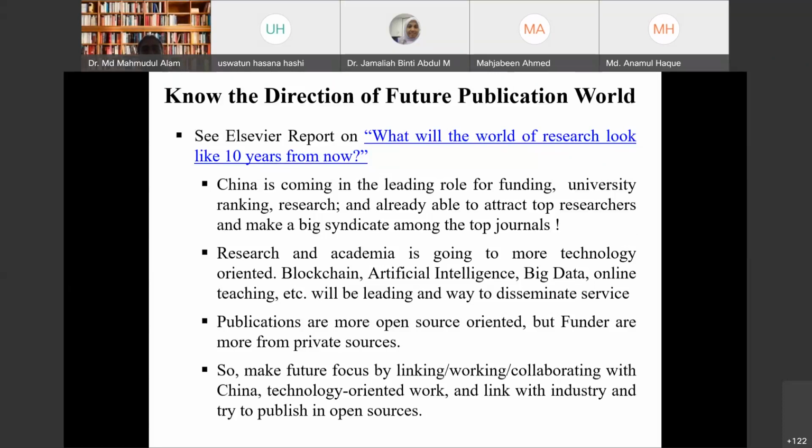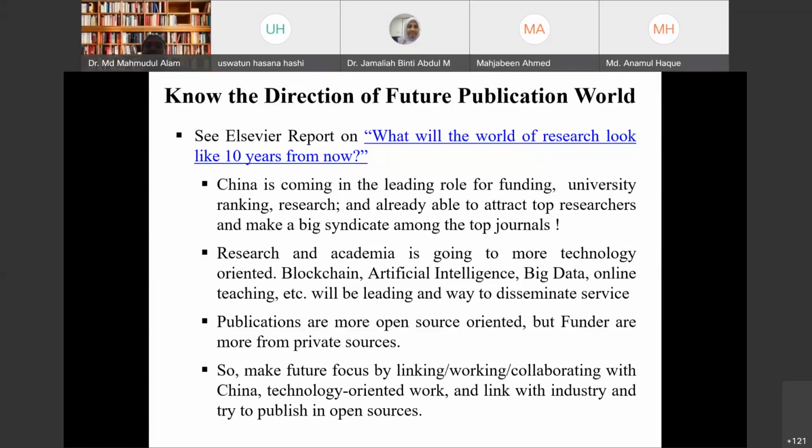And then research and academia are going to be more technology oriented. Bitcoin, blockchain, artificial intelligence, big data, online trade, teaching, etc. will lead the way in the dissemination service of the whole of academia. After 5 years, you will not see this traditional way. Most of the articles will come with artificial intelligence. The normal old software will be obsolete very soon. Those who think Stata is the biggest one, until Stata includes big databases, it will not survive. And in many cases, those who are dealing with SPSS have already died. Died means you cannot survive in the top journals, cannot hit at all. So you need to be strategized on this issue.